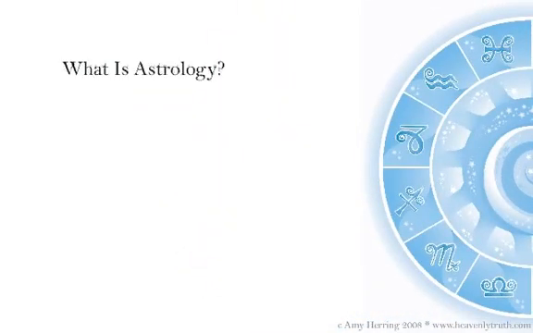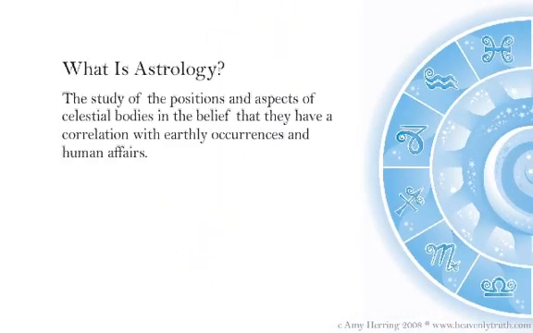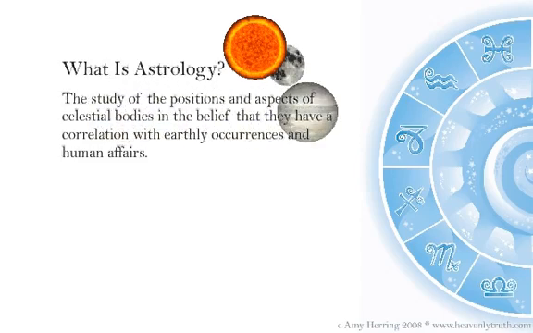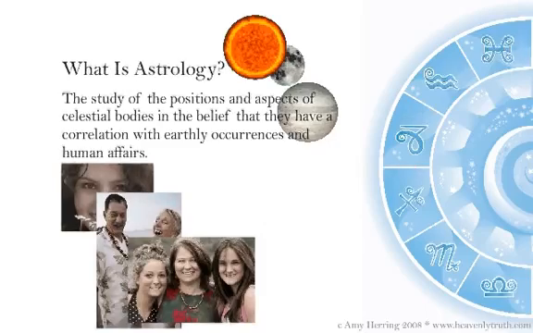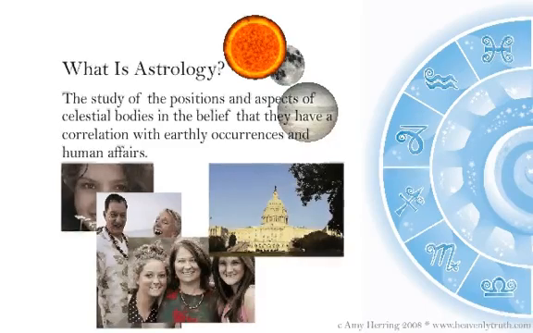What is astrology? Astrology is the study of the positions and movements of various celestial bodies in the sky, such as the sun, moon, planets, with the theory that they have some kind of correlation with human affairs and events, whether it's in the life of an individual, a couple, a family, or an entire civilization or country.